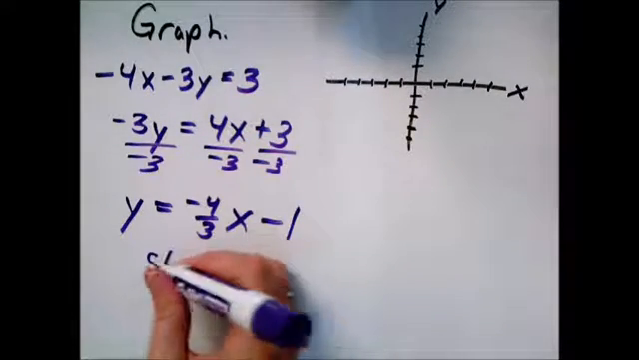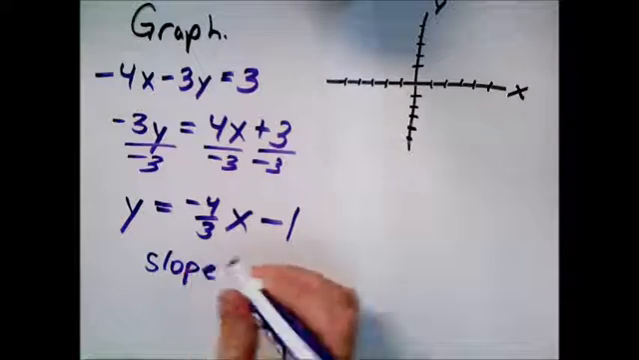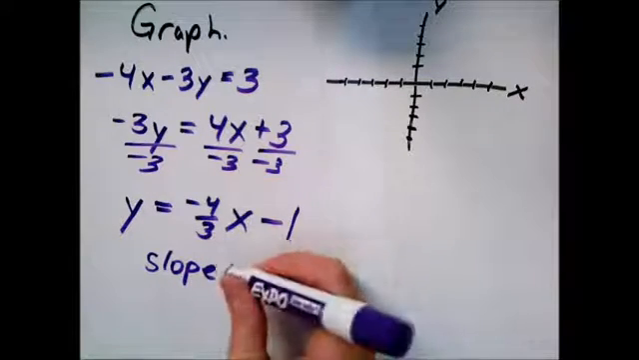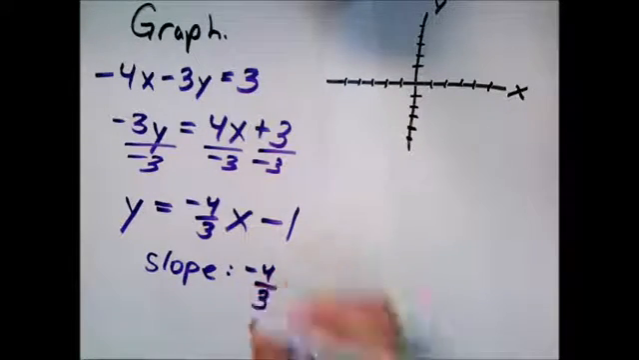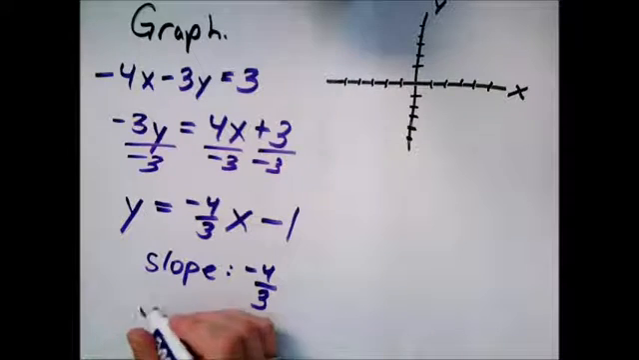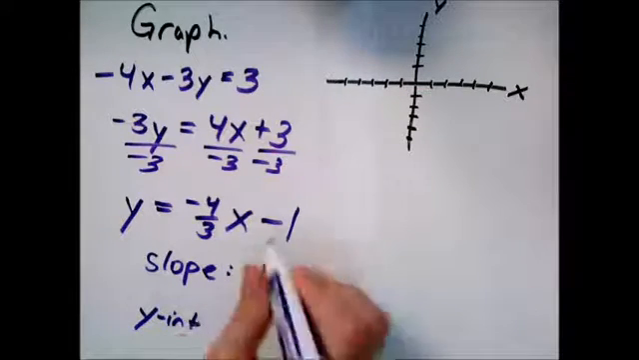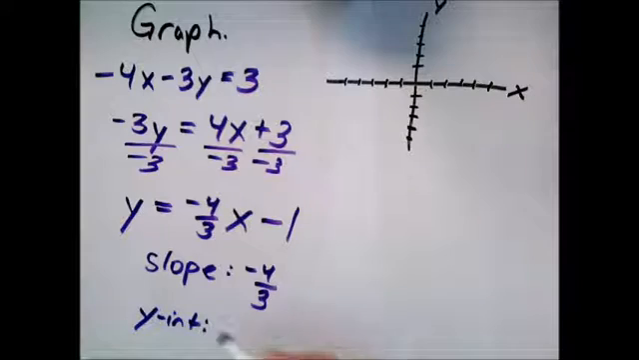Alright, so why is that useful? Because if I line this up to y equals mx plus b, whatever's in front of x is my slope, so I know the slope is -4/3, and then I know my y-intercept is whatever's here, which is -1. It means where it crosses the y-axis, so that's technically the point 0, -1. So y-intercept is -1, or that means that point.